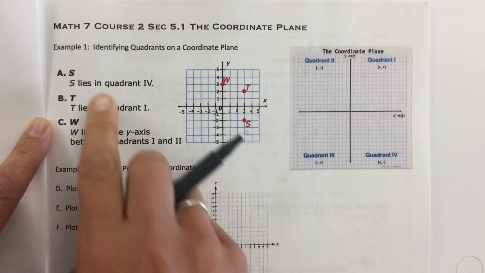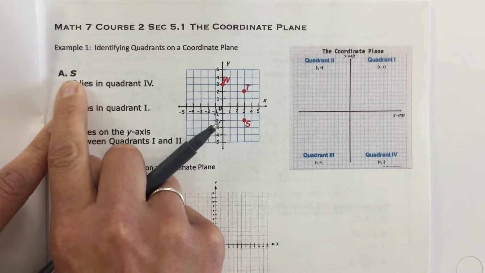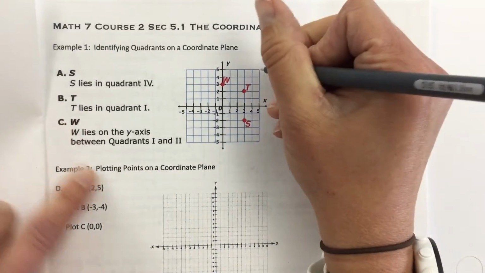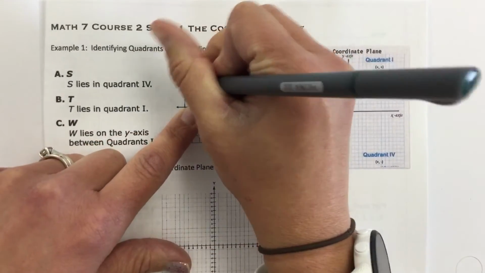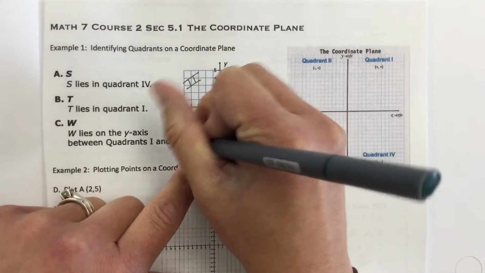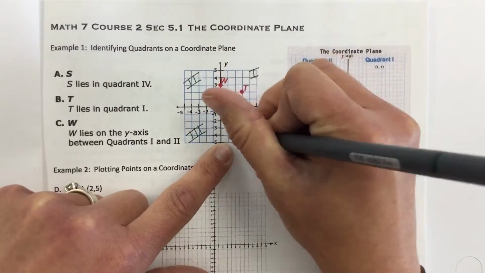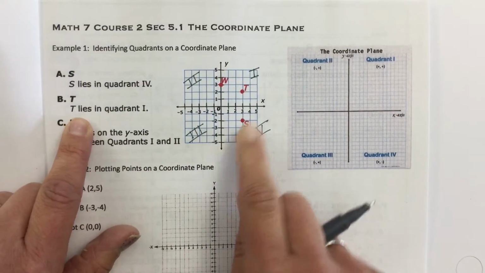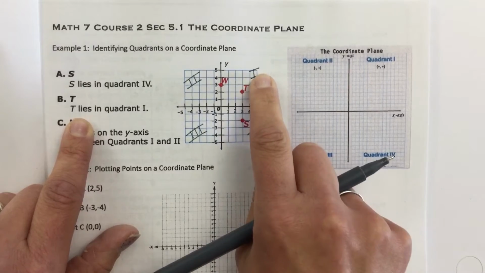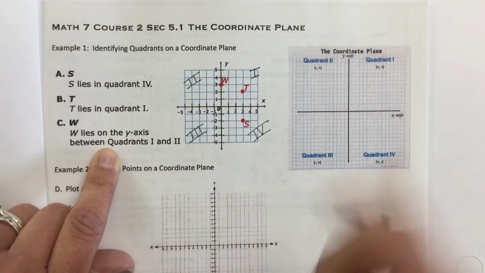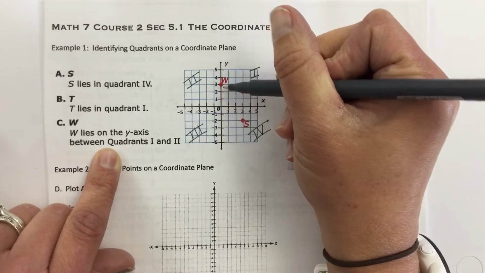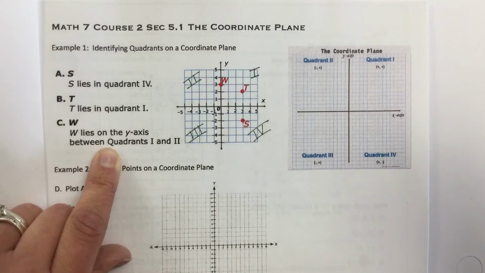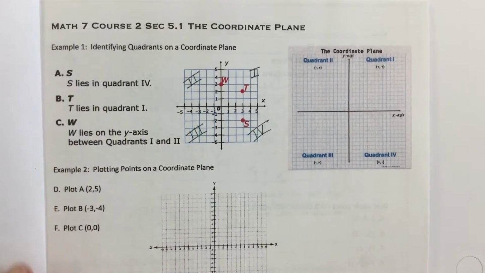So I kind of did some of this for you. If you look for S lies in quadrant 4. This is quadrant 1, this is quadrant 2, this is quadrant 3, and this is quadrant 4. So where does S lie? It's in quadrant 4. Where does T lie? Well, it lies in quadrant 1. Where does W lie? Well, it lies on the axis between both of the quadrant 1 and 2. So that's how, if you had to answer that question, that's how you would say it.